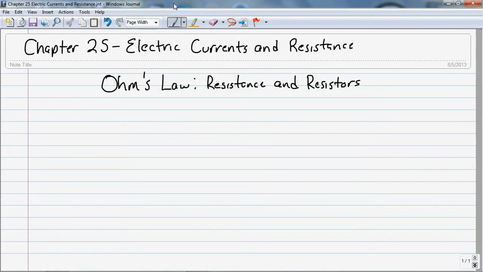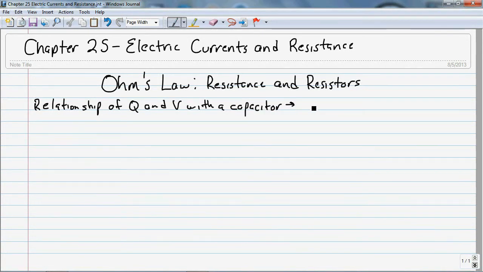In Chapter 24, we had a relationship between the charge and the potential of charge and potential with a capacitor. And that was just Q equals C times V.